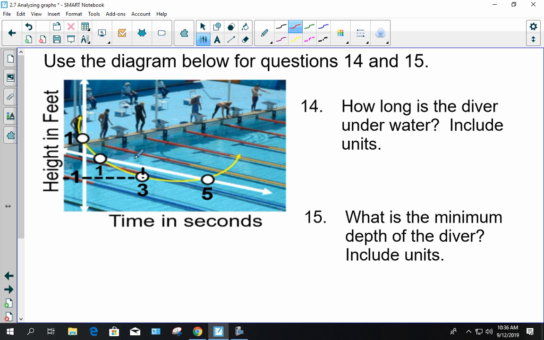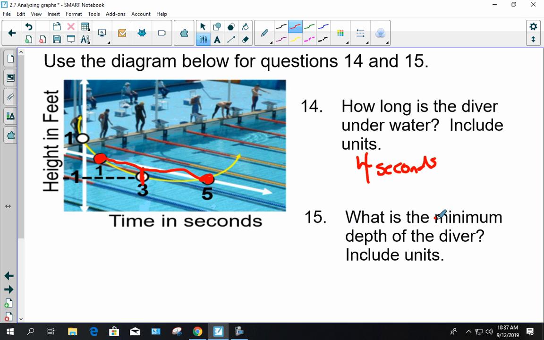How long is the diver under the water? How long? 3 seconds? 3 seconds is wrong. 5 seconds is wrong. Now, he doesn't enter the water till right here. He enters the water after 1 second. So he is in the water from 1 second to 5 seconds. So how long is that? 4 seconds. It takes him a second to enter the water. He reaches his maximum depth after 3 seconds.